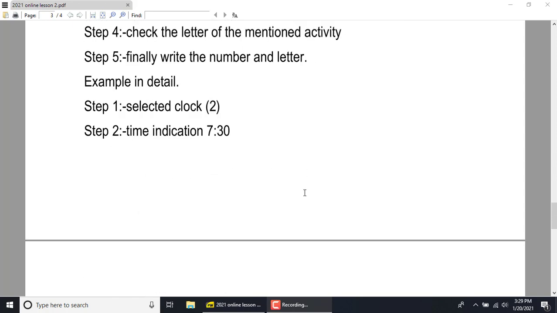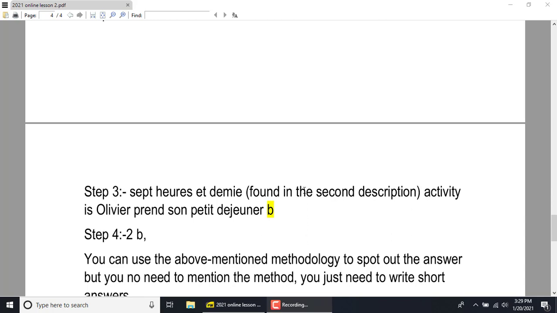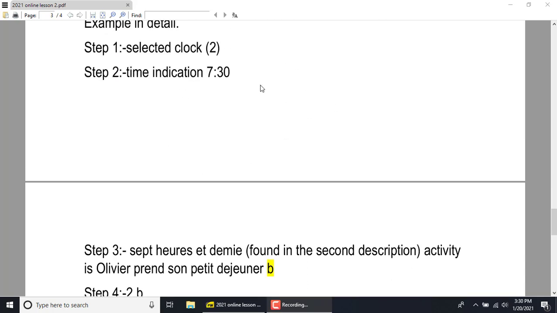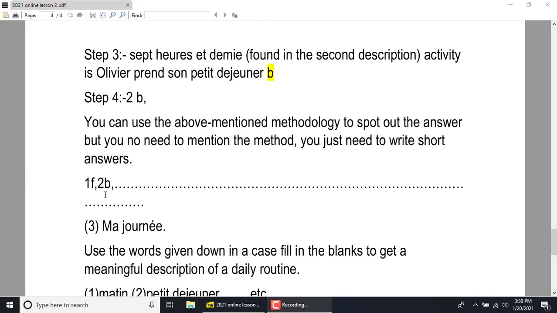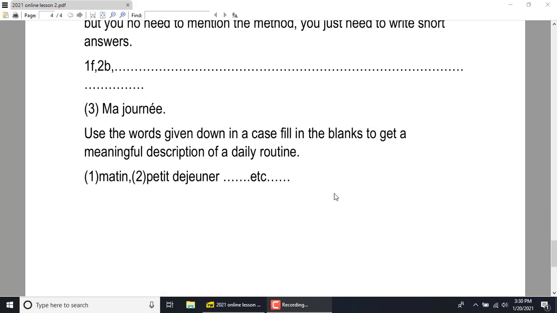So when you're doing the exercise, you don't need to show the methodology. This methodology is explained for you, for the purpose of helping you do it easily. So when you're writing the answer, you can write a short answer and show it to me, right? Then we will see the third exercise on page number 95.